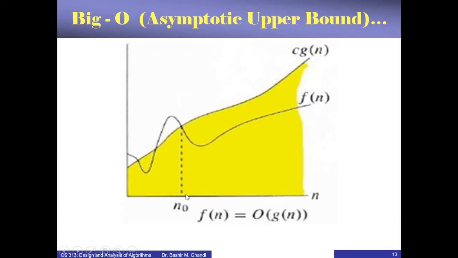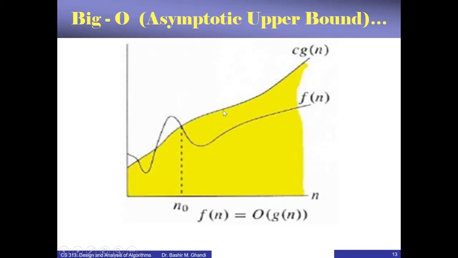before n naught, there is no guarantee that f(n) is going to be less than g(n). You can see here f(n) is bigger, then it went a little below, and then it became bigger again. But from n naught forward, f(n) is always less than or equal to c g(n). So c g(n) is always going to be bigger.